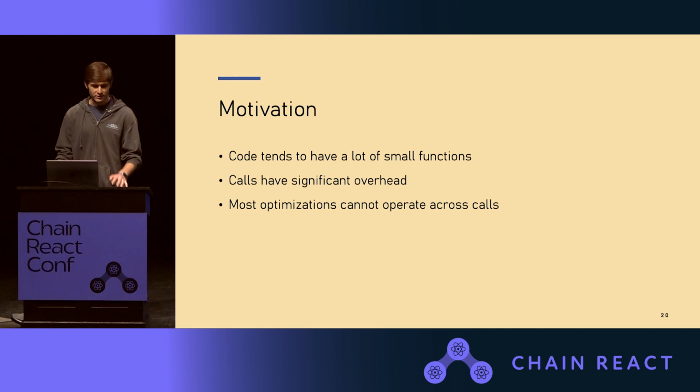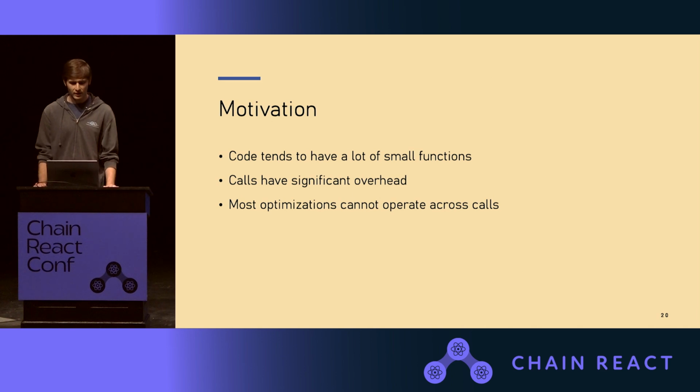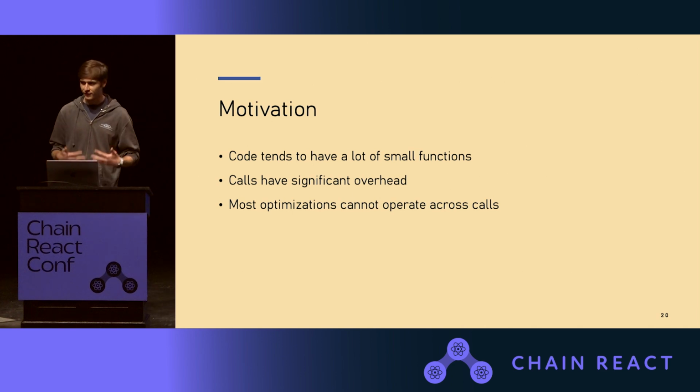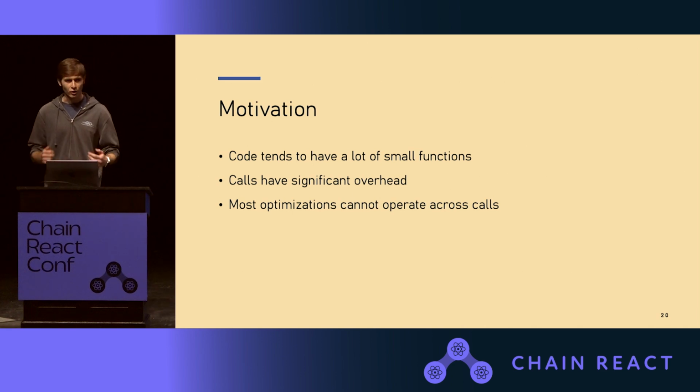There are many reasons to inline. Code tends to have lots and lots of small functions, and we need these small functions. They help us build up all of the abstractions that we need to build great React Native apps. But these add up to significant overhead. If you're calling a very small function, the overhead of the call is larger relative to the amount of code that you're executing in the function.